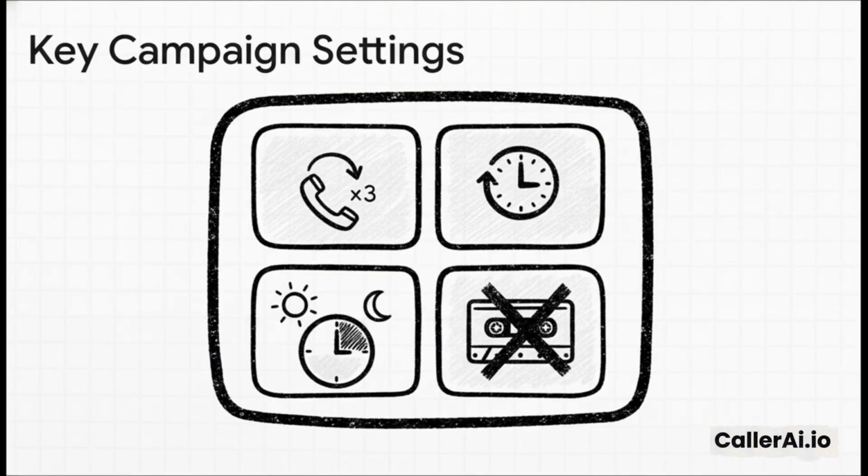Okay, this is where you get to fine-tune the campaign's behavior. You can set things like max retries. How many times should we try a number that doesn't answer? Maybe 2 or 3 times. You set the wait time between those tries. You define that exact window when the AI can call, say 9 a.m. to 6 p.m. Oh, and this is a great feature. It automatically detects voicemails and just ends the call. That saves you a ton of time and money.